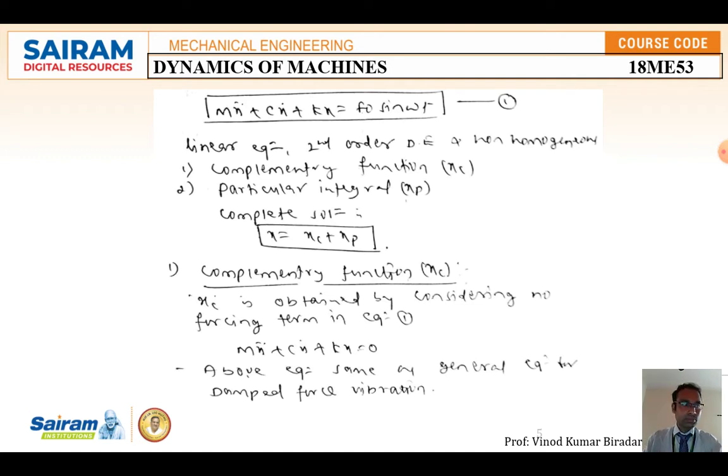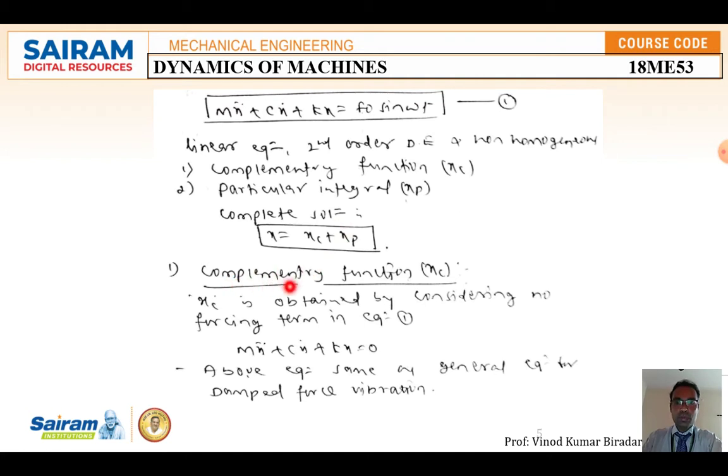This is also very important. To solve this, the complete solution is given by x is equal to x of c plus x of p. The complementary function is denoted by xc, and the particular integral is denoted by xp. First we have to derive xc, and next xp.